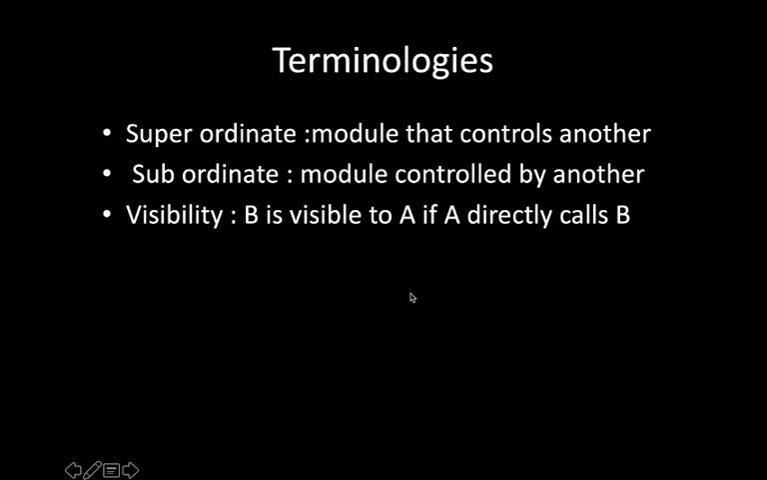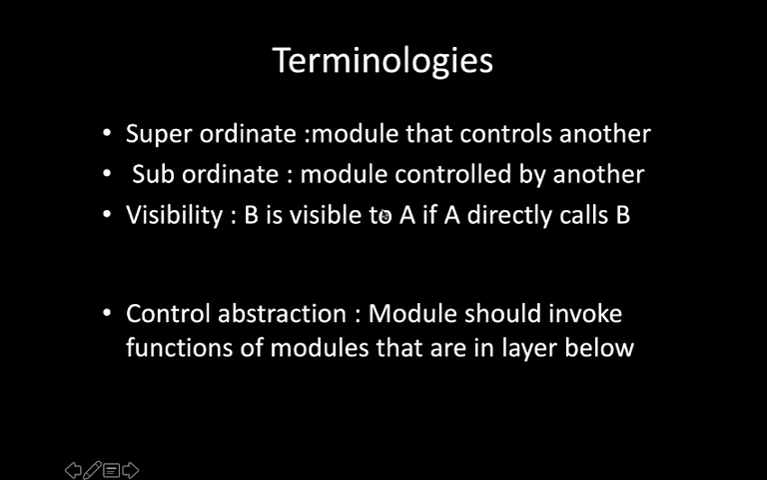Then visibility. B is visible to A if A directly calls B; then only B is visible to A. Otherwise, there is no visibility. So if A is a module and it is directly invoking B, then B is visible to A.